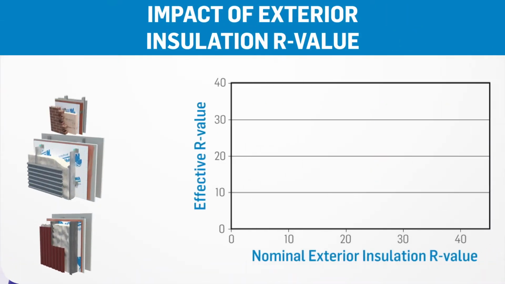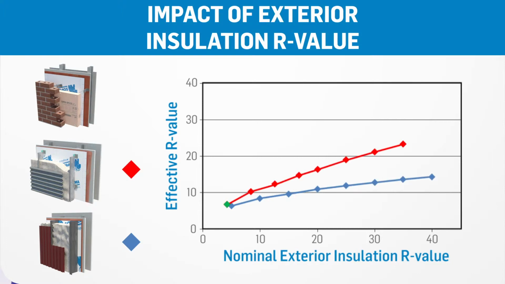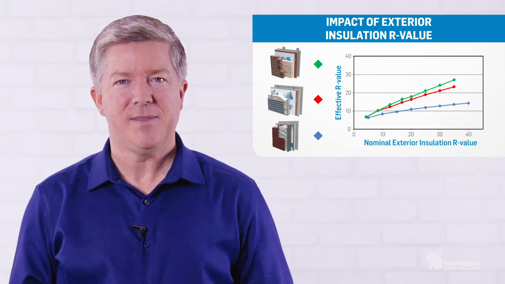The relationship between the nominal R value of the exterior insulation and the effective R value is almost linear. For the lowest performing assembly, the curve slowly flattens as nominal external insulation R value increases. The three assemblies are compared in this graph.